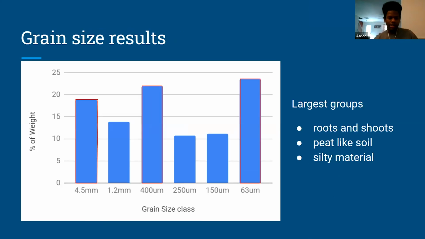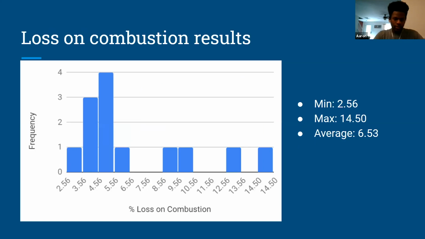And for the grain size analysis, the blocks outlined in red are where we want to draw your attention towards. The largest groups are the roots and shoots, which are in that 4.5 millimeter, as well as the peat-like soil in the 400 micrometer, and then the silty material that's in the 63. And the loss on combustion results with the min of 2.56 and the max of 14.50.